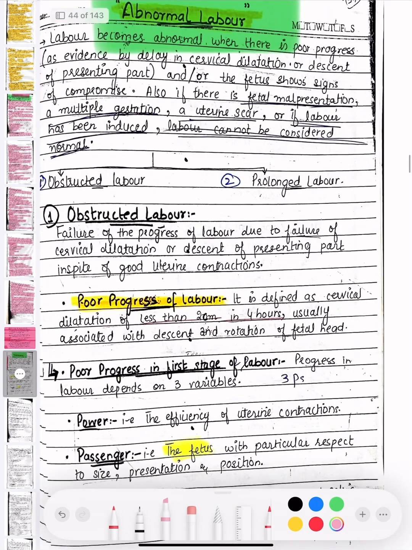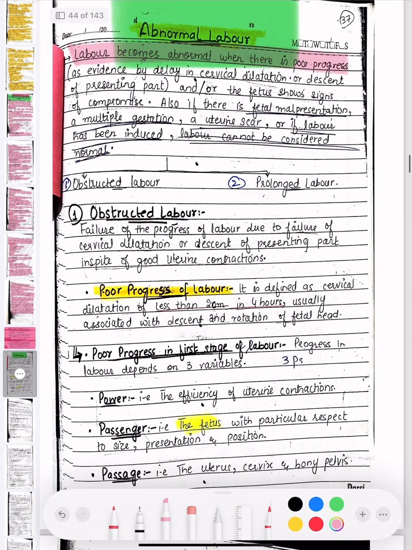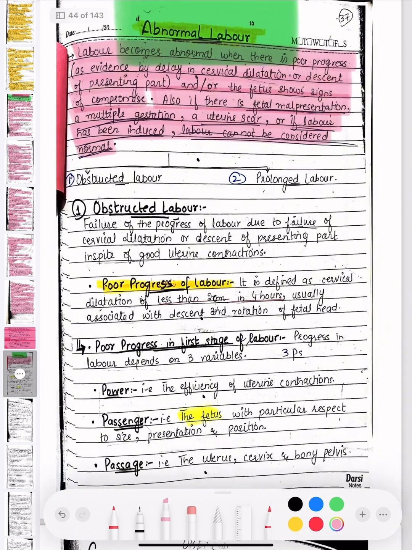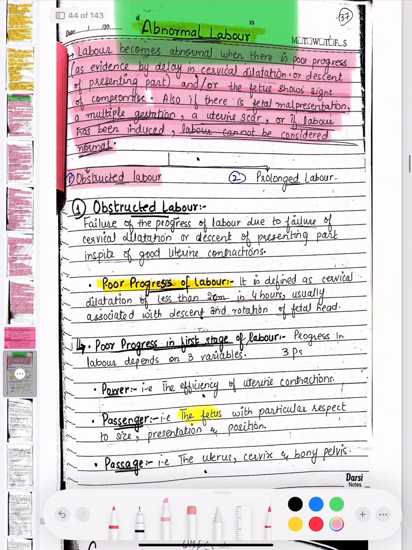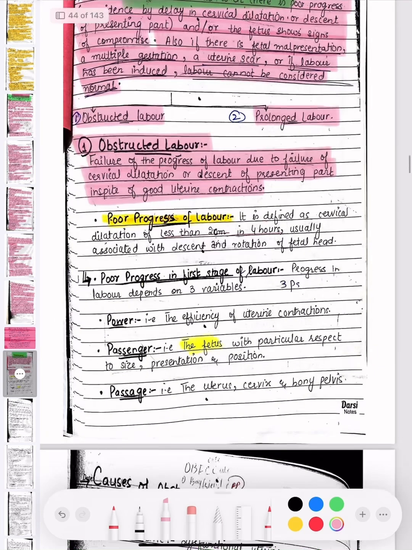Labor becomes abnormal when there is poor progress, as evidenced by delay in cervical dilatation or descent of the presenting part, and/or the fetus shows signs of compromise. Also, if there is fetal malpresentation, a multiple gestation, a uterine scar, or if labor has been induced, labor cannot be considered normal. The abnormal labors are obstructed labor and prolonged labor. Obstructed labor is failure of progress of labor due to failure of cervical dilatation or descent of the presenting part in spite of good uterine contractions.